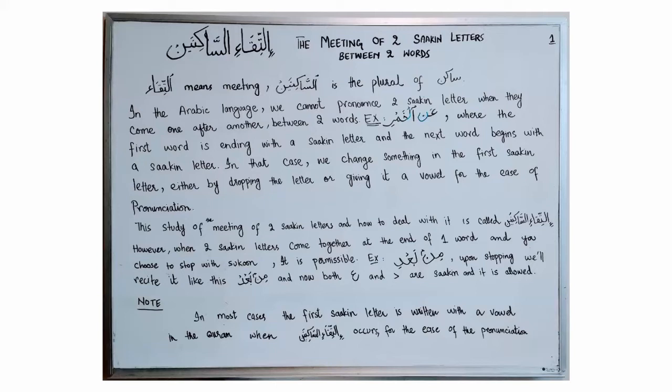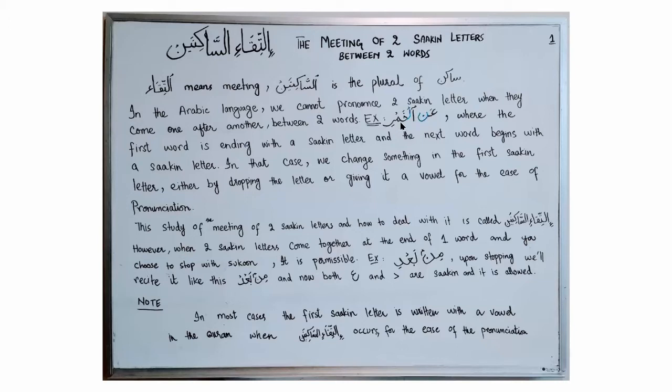In Arabic language, we cannot pronounce two sakin letters when they come in a row between two words. If you see in this example, "an" is one word which ends with a sakin letter noon. And if we are choosing to continue, we will drop Hamzatul Wasl, Lam, which is also sakin. If we want to recite "an" and "al-khamri" together, we cannot recite it because both of them are sakin.